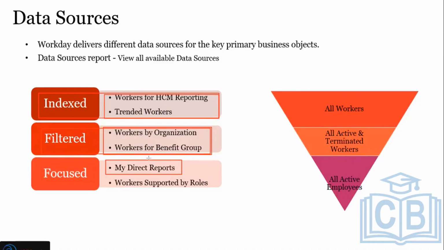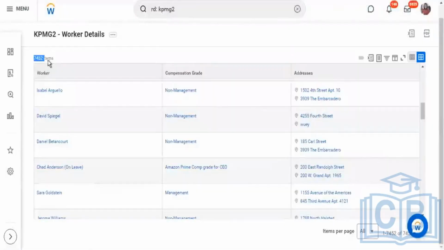If I use a focused data source called my direct reports for this report, if a manager is running this report, this data source acts as the filter, so it only returns those employees in that report who are reporting to that manager. If a person is not a manager, then it doesn't return any data. For example, if I come in here, it is currently giving me 7,000 records.